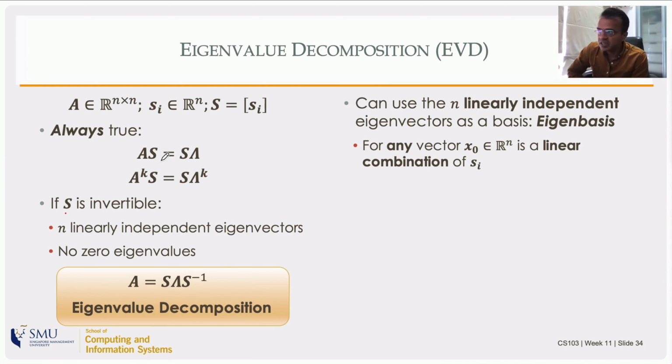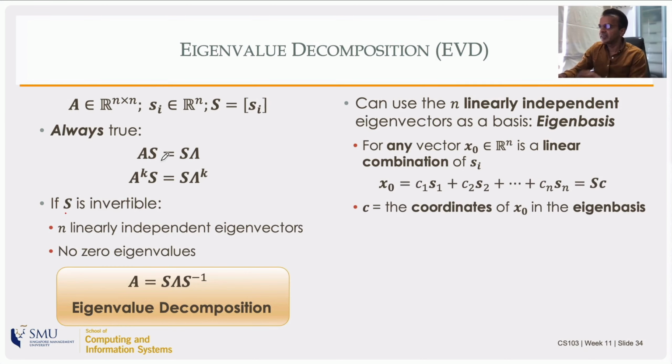But if you can find linearly independent eigenvectors, then you can use them as a basis also. So there is a nice basis called the eigenbasis. So any vector in Rn, because I have n linearly independent eigenvectors, can be expressed as a linear combination of the eigenvectors. If I call that linear combination with scalars Ci, then I can see that x0 is actually just the matrix S times C, which is a vector. So that vector C would be the vector x0 expressed in the eigenbasis.